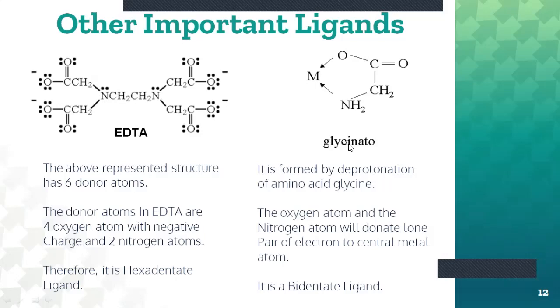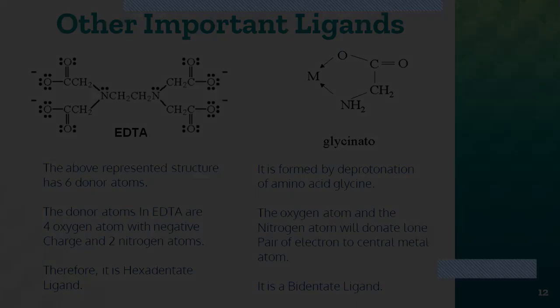Similarly, look at the structure of glycinato. Glycinato is actually formed by the deprotonation of the amino acid glycine, and the oxygen atom present here and the nitrogen atom present here will donate their lone pair of electrons to the central metal atom. So it is a bidentate ligand as it is having two donor atoms. We have earlier studied that it is also an unsymmetrical ligand, because it is having two different donor atoms.